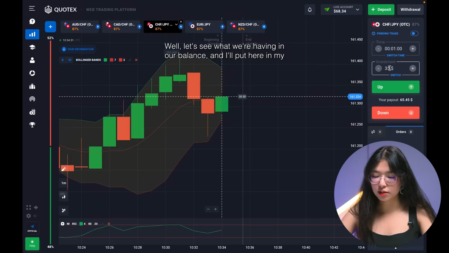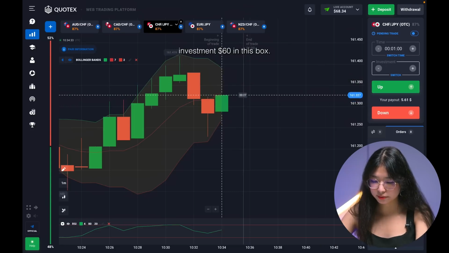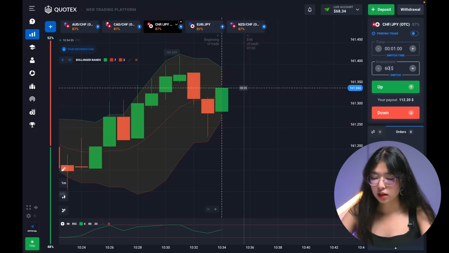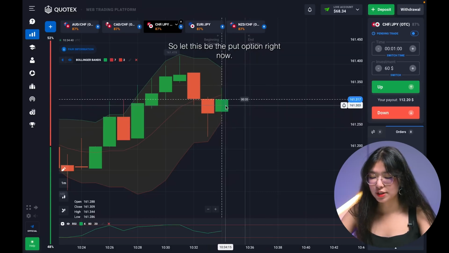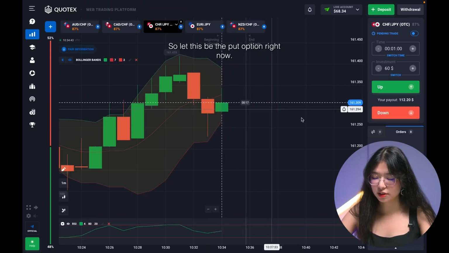balance. I'll put $60 in my investment box, and I should be sure about making the next move. So let this be the put option right now.